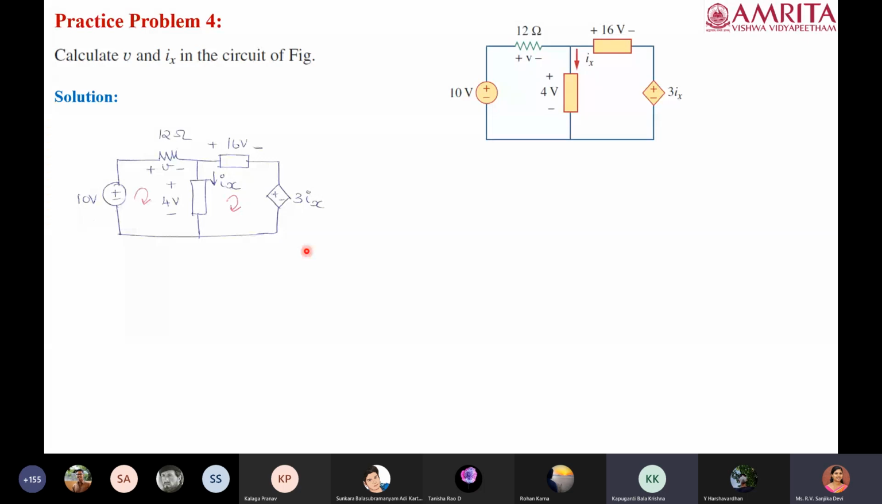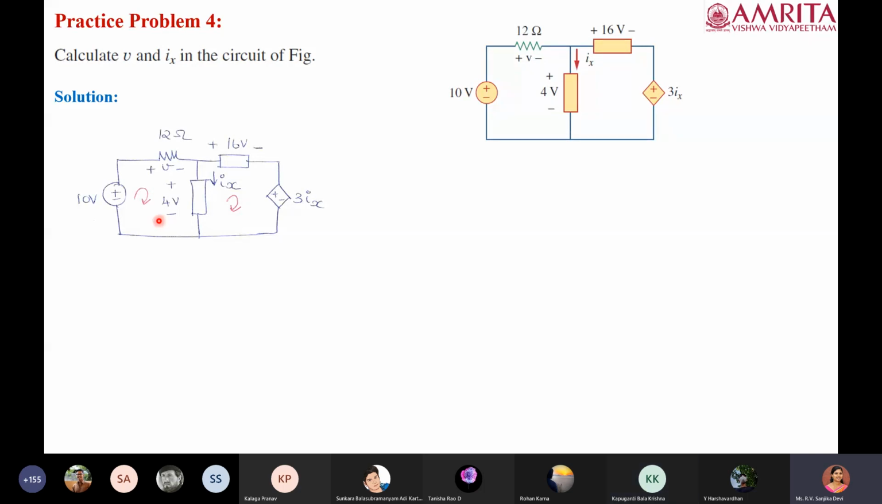Students who have done it another way, that is fine. So let me give the solution, then we can take up the discussion. Okay. So for this particular circuit, since voltages are given, we are taking the KVL. That is the easiest approach.